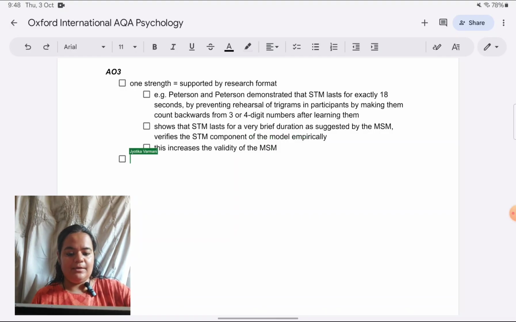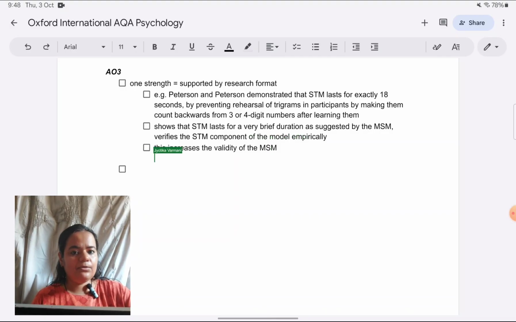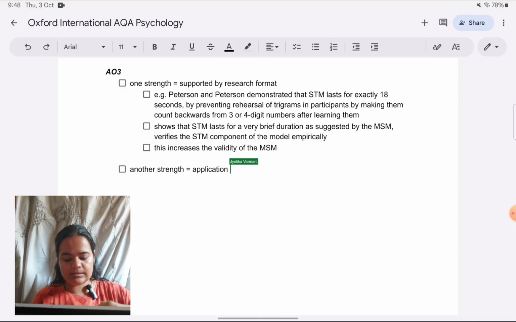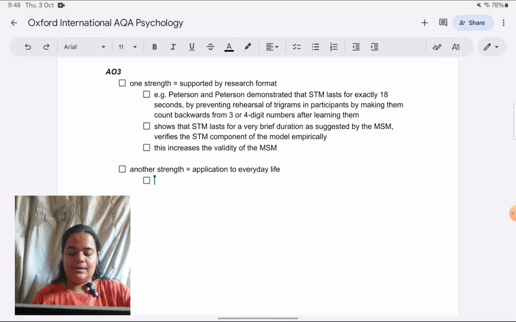Another strength I would like to give is that this model has very good application to everyday life. So another strength. Also, when you're writing, make sure you begin this clearly. One strength is this, second strength is this. Use signposting and signaling like you've learned for your essay answers. So application to everyday life. Application always means practical usefulness of the study.